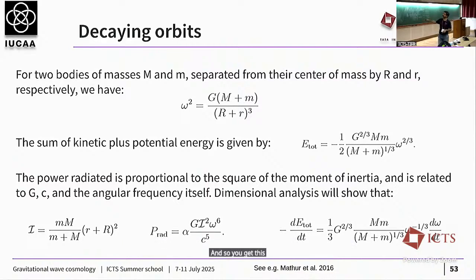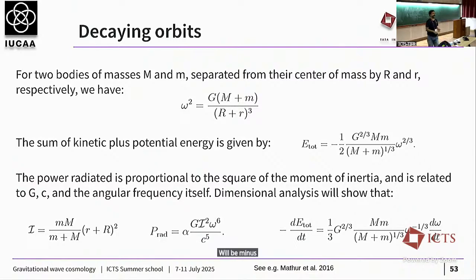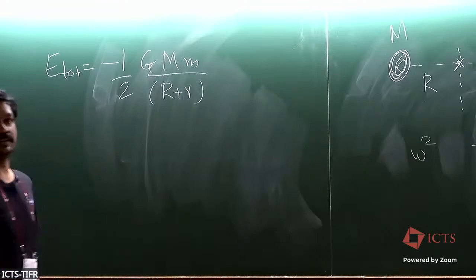Then you can also write the sum of the kinetic plus potential energy. So what will be this sum? It will be minus half GMM. So the total energy, let's write it down, minus half GMM, virial theorem, right?